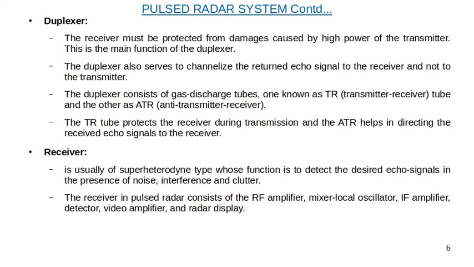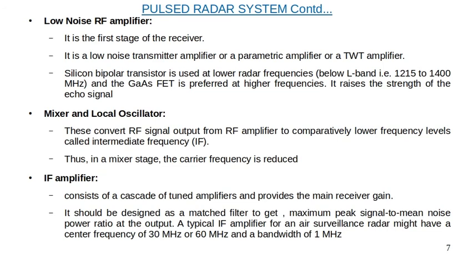Let's now consider the receiver section. The receiver section is usually of superheterodyne type, whose function is to detect the desired echo signals in the presence of noise, interference and clutter. Then the receiver in pulsed radar consists of the RF amplifier, mixer, local oscillator, IF amplifier, detector, video amplifier and radar display. The first stage of the receiver is low noise amplifier.